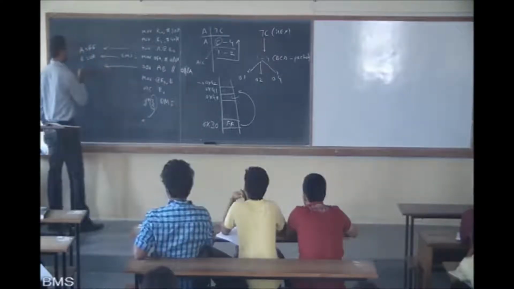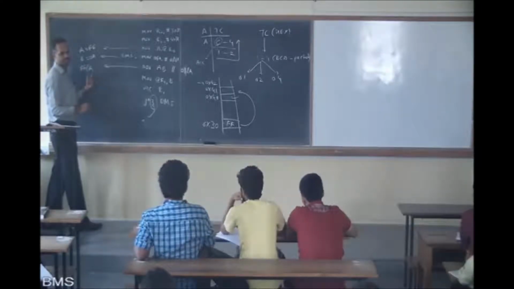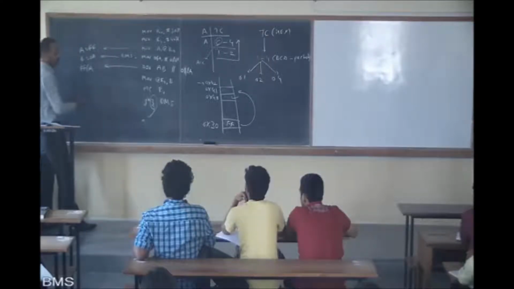In this division, what happens? Guys, listen. FF divided by A will happen. FF divided by A. 19.